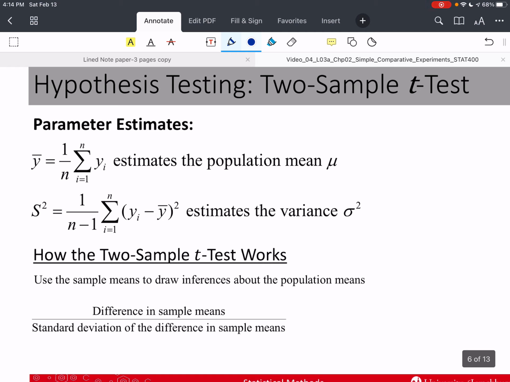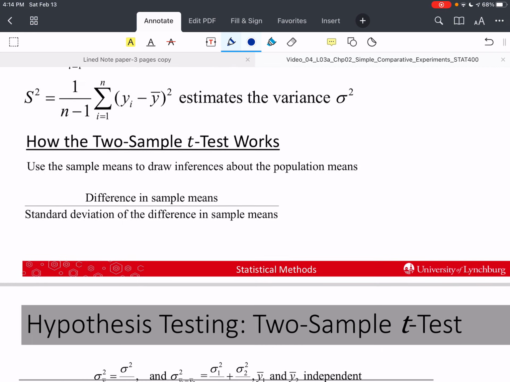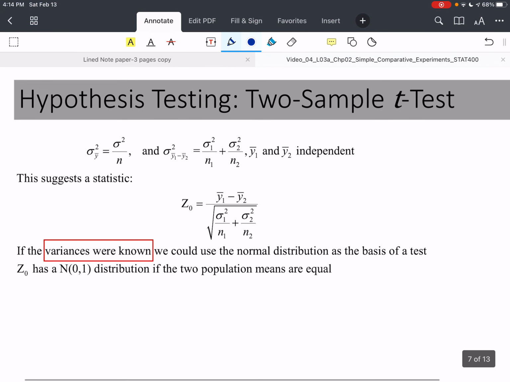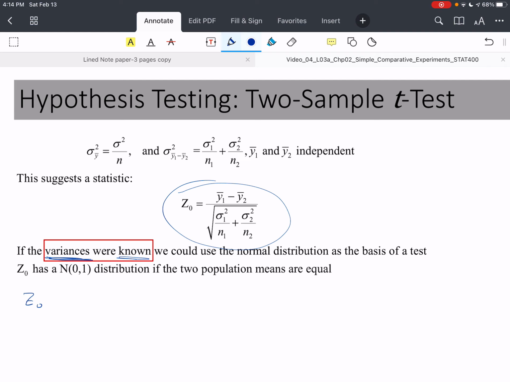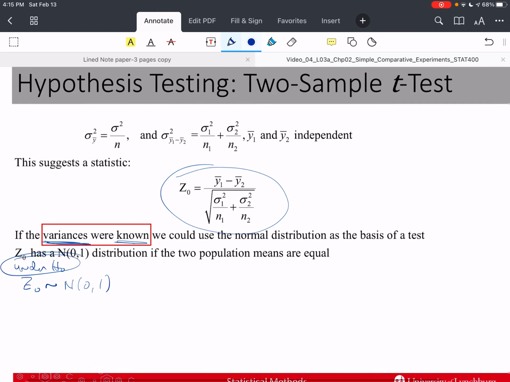We went over the parameter estimates and how the test statistic was calculated in the last video. We also discussed how the variance was calculated for the test statistic. And so we said we could use this statistic if both the variances are actually known. When that happens, then under H naught, Z naught is a standard normal distribution, N(0, 1). But that's only under the null.